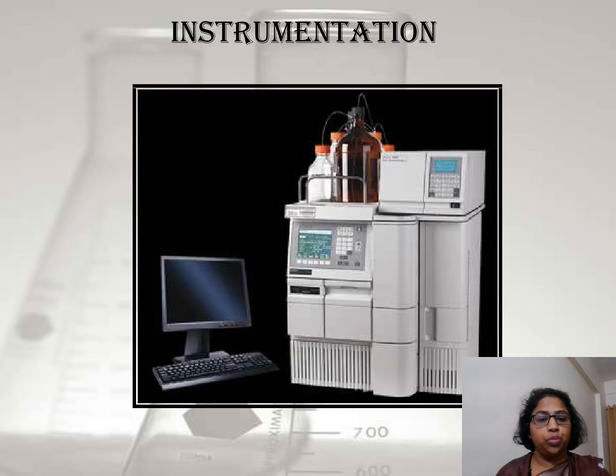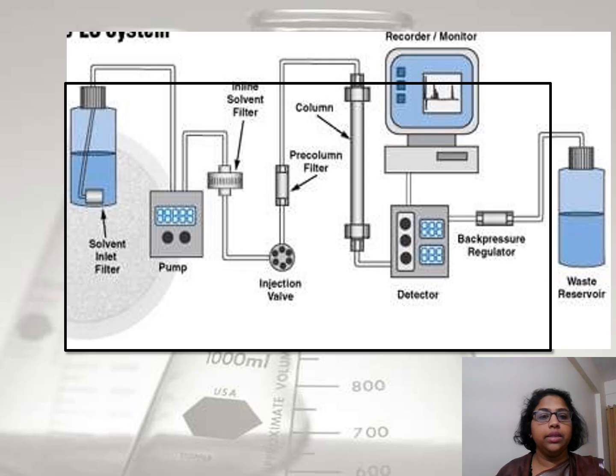So let us see the instrumentation. So this is how an HPLC would look like, and in this HPLC, these are the components. First, I can put a pointer here. You can see that this is a solvent inlet filter through which the solvent travels. And there is a high pressure pump which pumps the solvent through a filter. And at this point, you have the injection valve. This is the place where the sample is loaded. So through this injection valve, the sample is loaded.